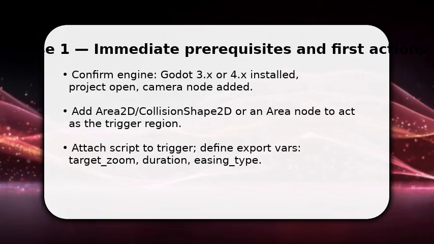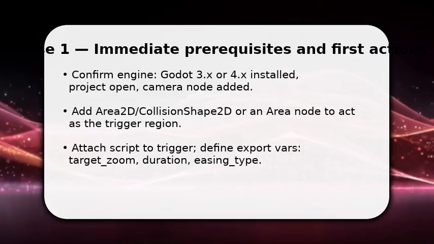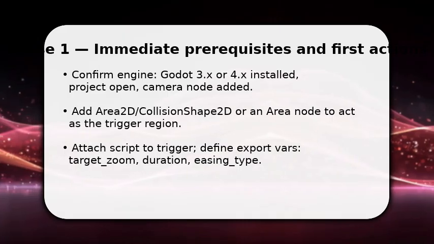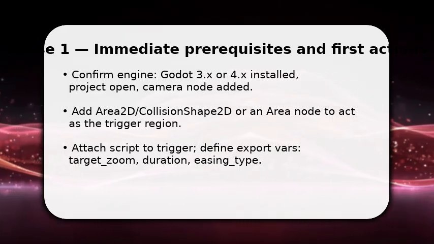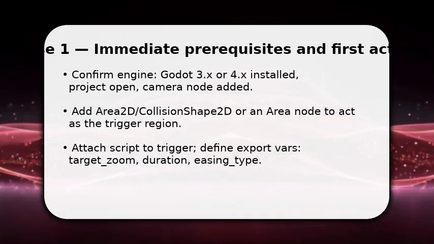Once that's set, connect the area's body-entered signal to the script. This is the first actionable step that fires the zoom logic. Now you build the core, the zoom transition itself.